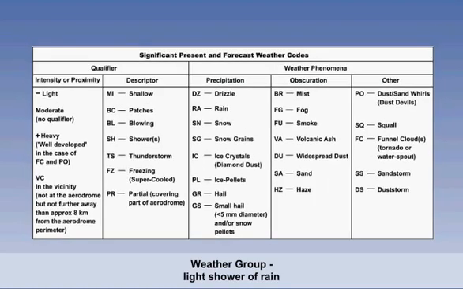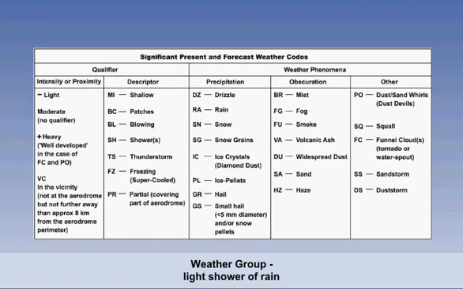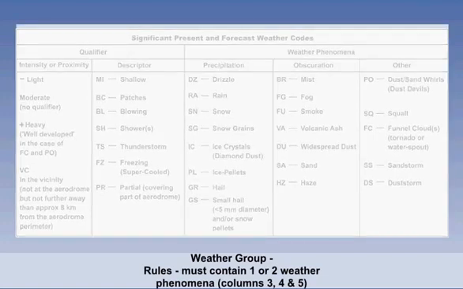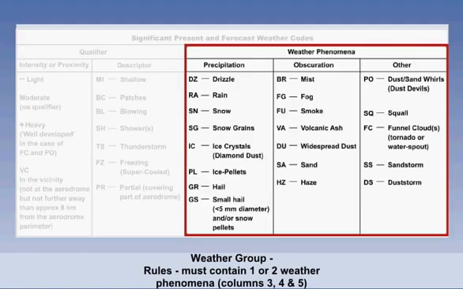Let's consider the code if we have a light shower of rain. We use the following symbols and letters to represent this: light, shower, of rain. This means that a light shower of rain is affecting the location at the time of observation. We can see from this example that it's not necessary to take a member from each column. The rules are that any one weather group must contain one or perhaps two members of the weather phenomena columns. That's columns 3, 4, or 5.